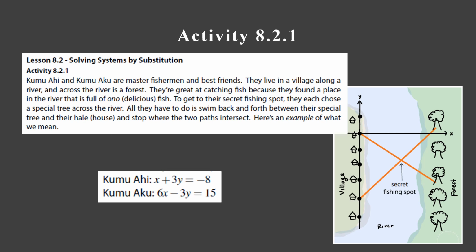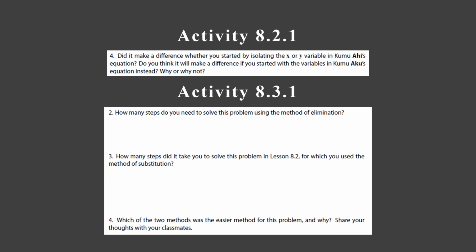Okie dokie, welcome back. No matter which variable you isolate first, your solution should be x equals 1 and y equals negative 3. The rest of this activity asks us to reflect on this process and think about why it doesn't matter whether x or y was isolated first. In a future activity, we also do this with the elimination method, and we compare that method with this substitution method.